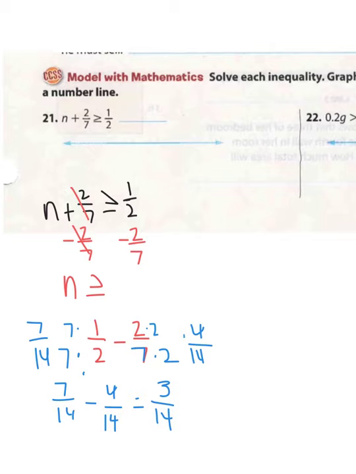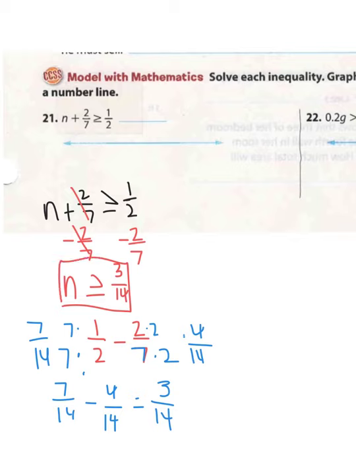And there's my answer. So now if I go back and put it in, I know that this is a little bit sloppy. It goes over here. Let me write it in red. So this becomes 3/14, right? And that's basically my answer. n is greater than or equal to 3/14.